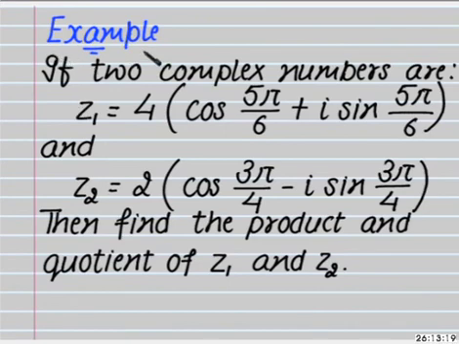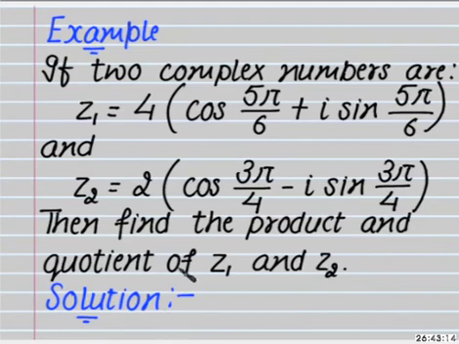Now let's see another example. If two complex numbers are Z1 equal to 4 into cos 5 pi by 6 plus iota sin 5 pi by 6 and Z2 is equal to 2 into cos 3 pi by 4 minus iota sin 3 pi by 4, then find the product and quotient of Z1 and Z2.